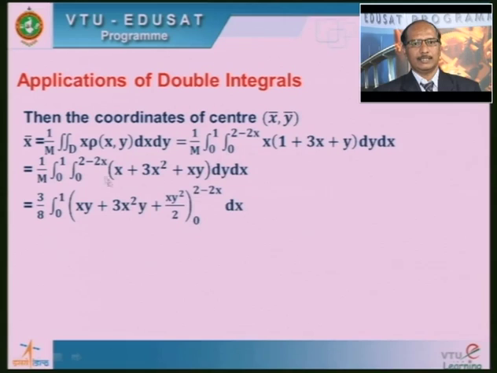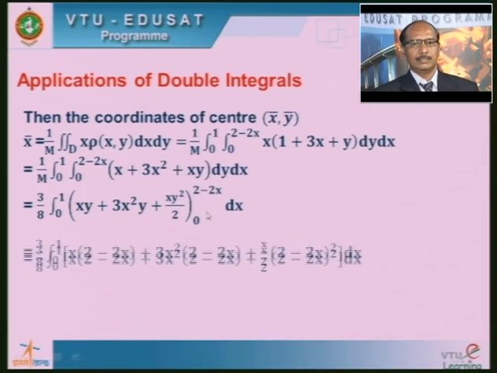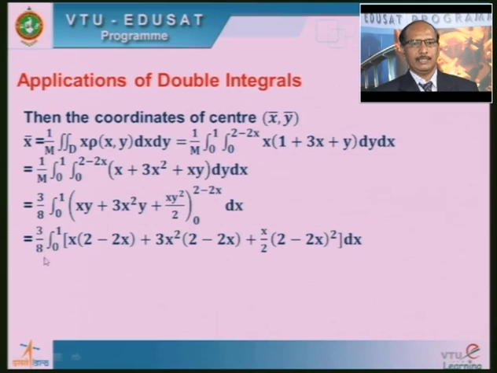Now integration of x with respect to y, that is x into y, plus 3x square is a constant with respect to y, so 3x square into y, plus x is constant, y integration is y square by 2. So that completes with respect to y. Now substitute the limits here. 3 by 8, 0 to 1, x into y. So in place of y you substitute 2 minus 2x. So x into 2 minus 2x. Lower limit is 0, you neglect that. So x into 2 minus x.